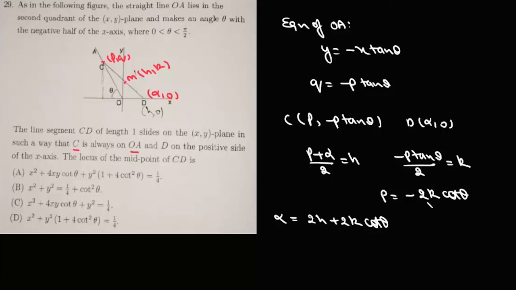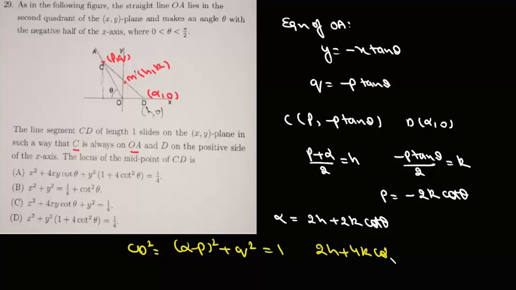Now we are given that the length of CD is 1. That means CD square is alpha minus P whole square plus Q square, and it is equal to 1. Now alpha minus P will be 2h plus 4k cot theta whole square plus Q square, and Q square is minus P tan theta, and P is minus 2k cot theta. So that will be simply 4k square, and that should be equal to 1.